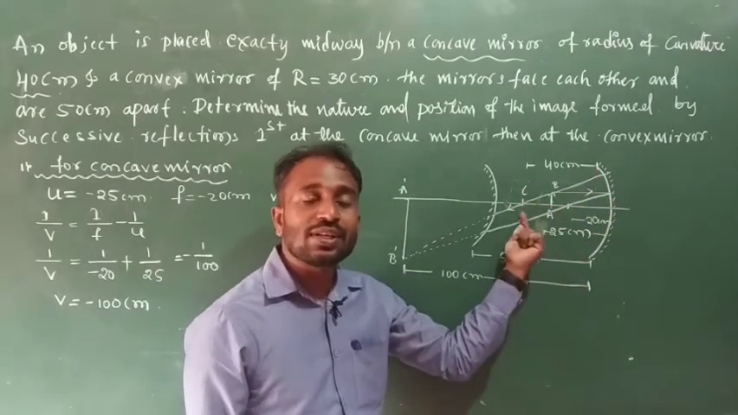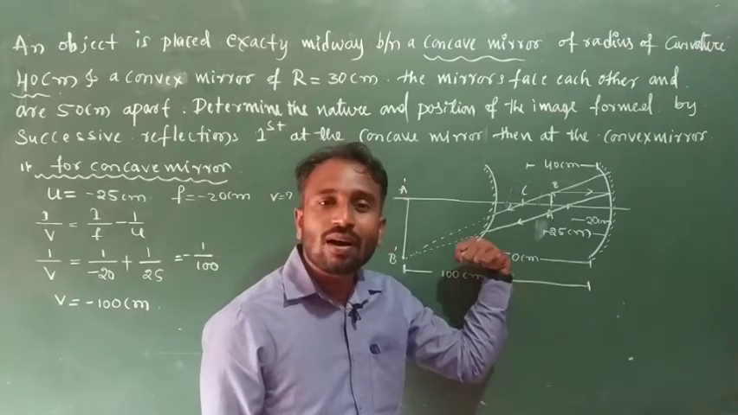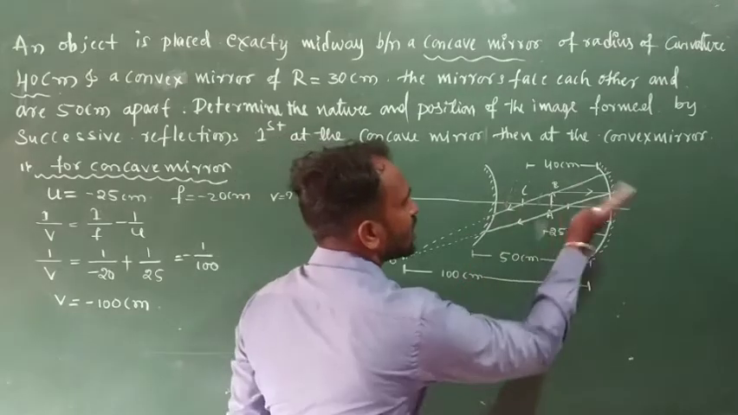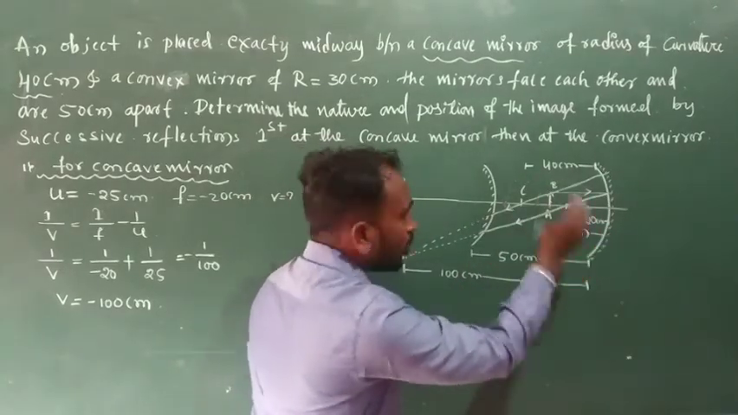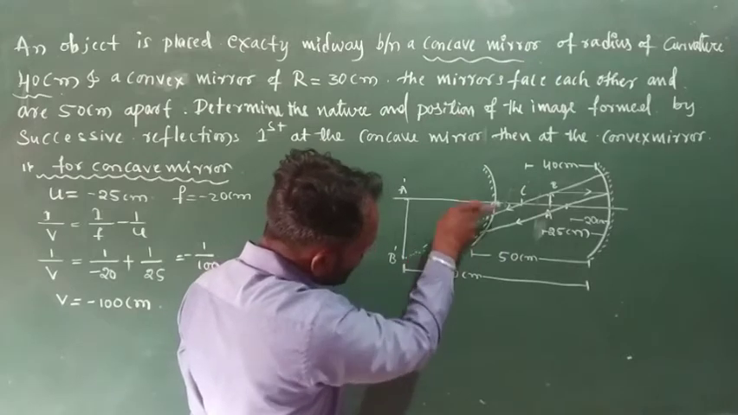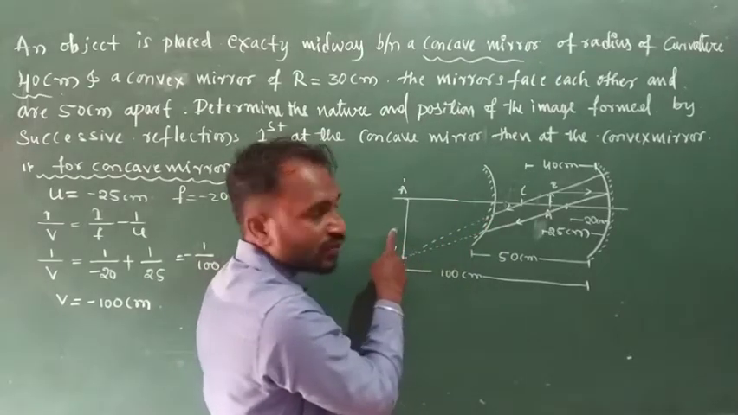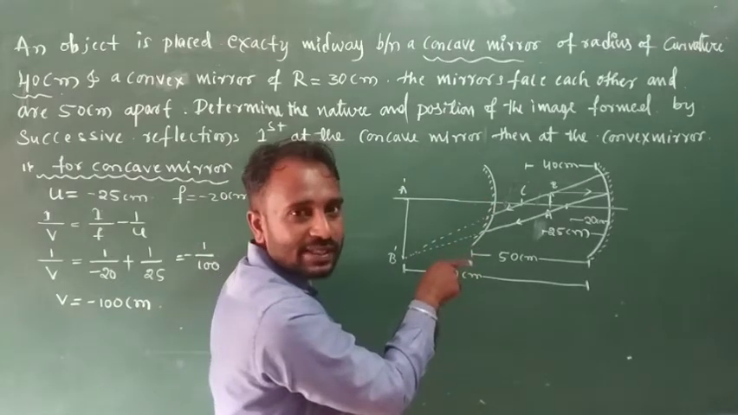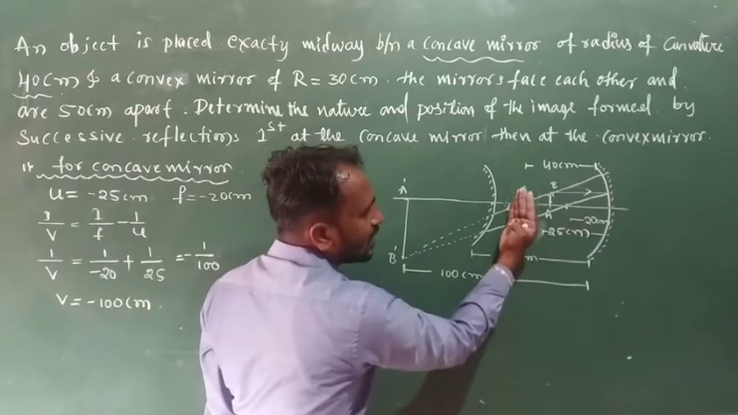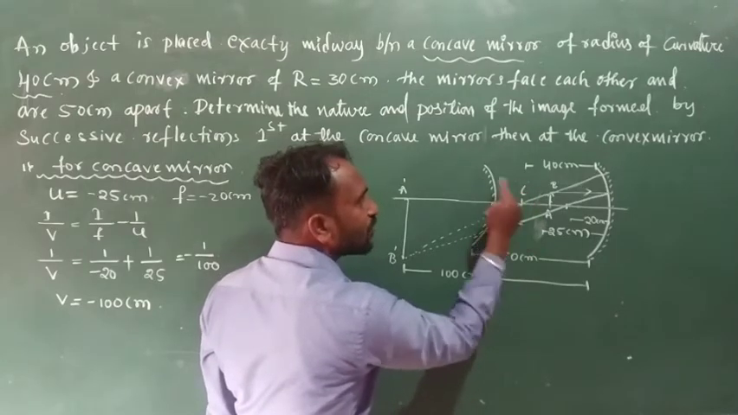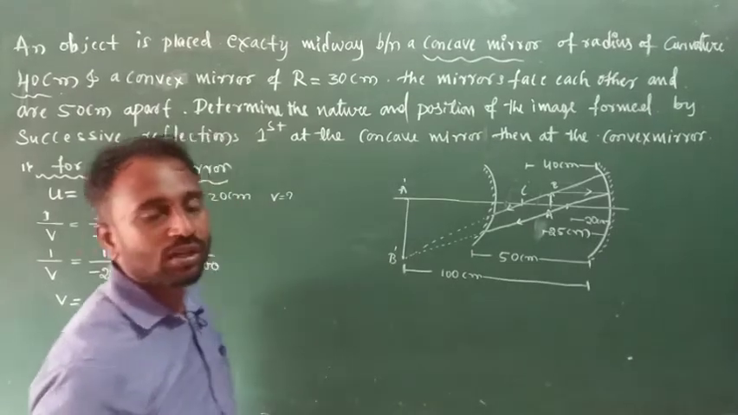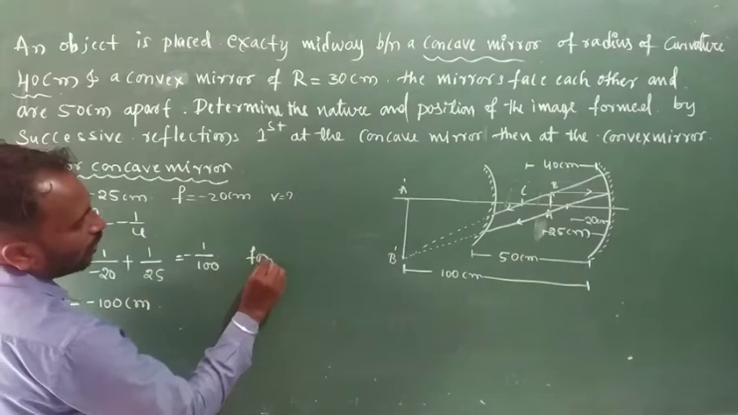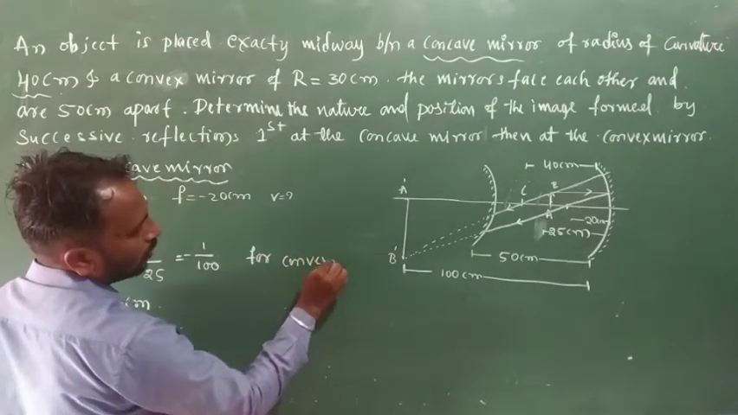So this image is a virtual object of the convex mirror, and this object is present on this side. Suppose we don't consider this mirror, here we will get an image. We consider that in this position there is a mirror, so here we consider the image. So this image is a virtual object for the convex mirror.